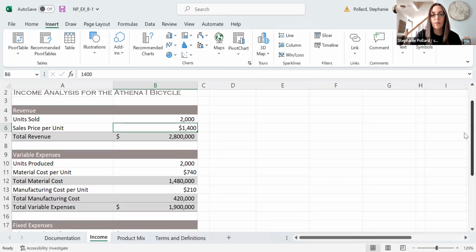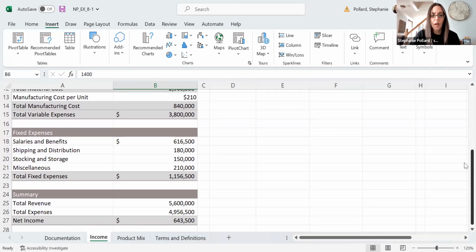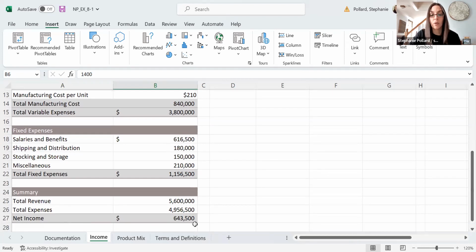Well, what if instead we made 4,000 units, right? So maybe I have a really high demand for this product. I know my clientele are going to just scoop them right up. What if I made 4,000 units and sell all 4,000? Well, if that was the case, then my profit goes up to about $643,000.